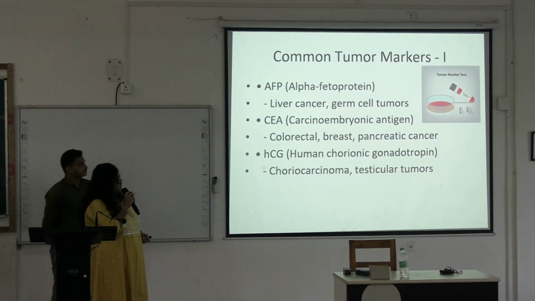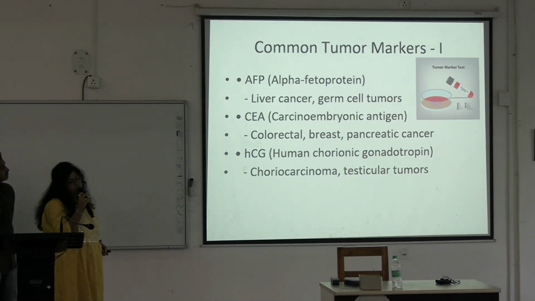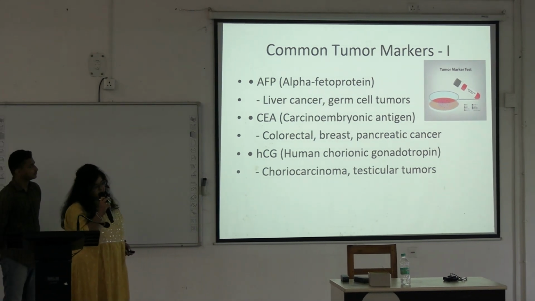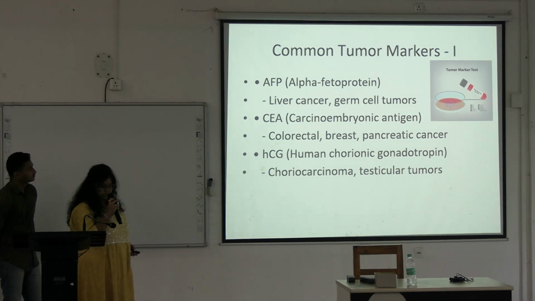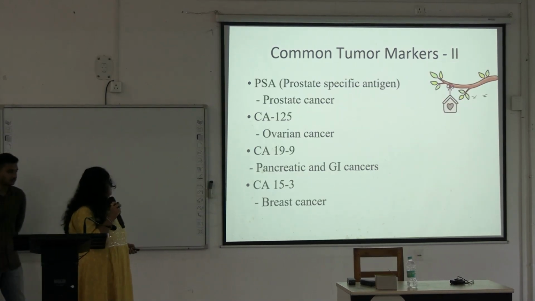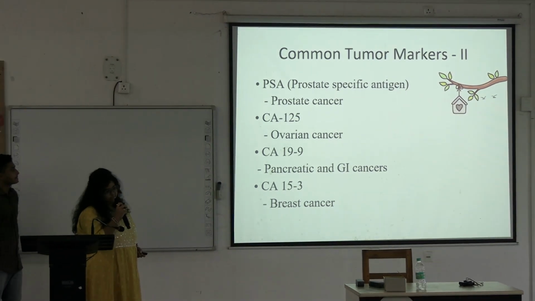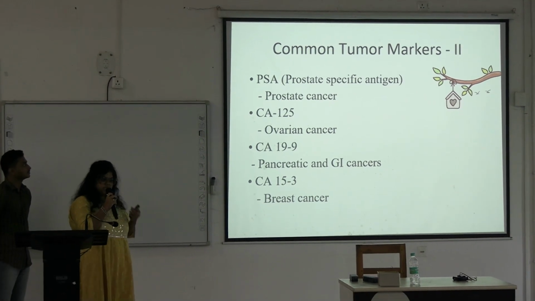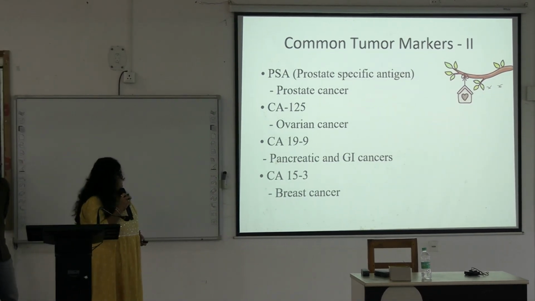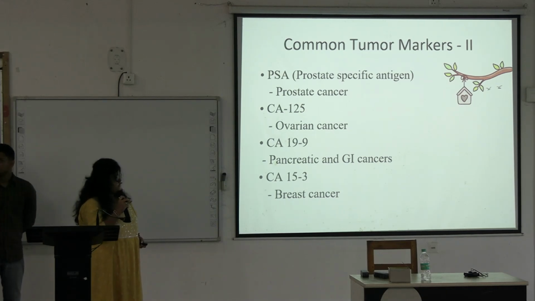So, common tumor markers type 1 are as follows: alpha fetoprotein for liver cancer and germ cell tumors, carcinoembryonic antigen for colorectal, pancreatic, and breast cancer, and human chorionic gonadotropin for testicular tumors and choriocarcinoma. Common tumor markers type 2 are as follows: PSA, prostate specific antigen for prostate cancer, CA-125 for ovarian cancer, CA-19.9 for pancreatic and gastrointestinal cancers, and CA-15.3 for breast cancers.